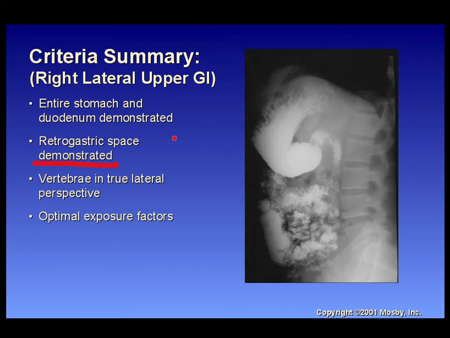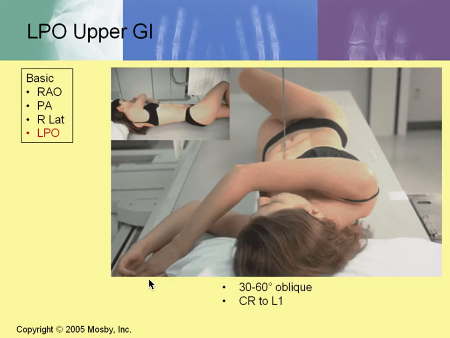The entire stomach and duodenum is demonstrated. Here's the entire stomach, the duodenum, the distal stomach, the duodenal bulb, the duodenum coming down. Everything is well visualized. It's not superimposed by the vertebral bodies.